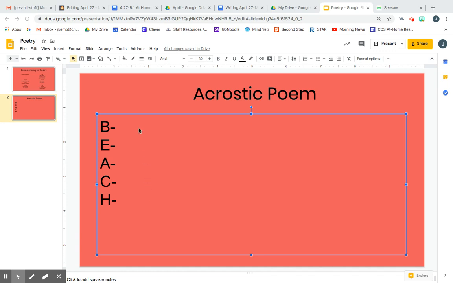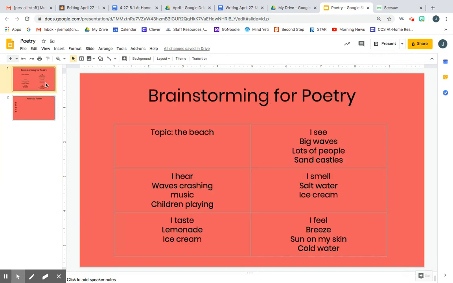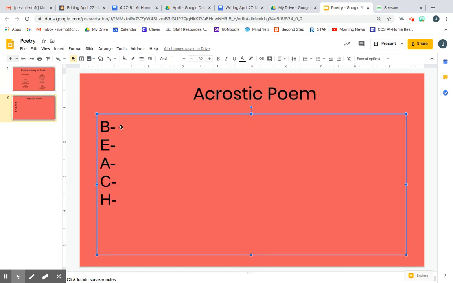All right, so I'm going to look back at I have a B, an E, an A, a C, and an H here. And I'm going to look back at what I brainstormed and see if I see anything that starts with those letters. So I see down here for I feel the breeze. And I know I start with B. So I'm going to put breezy days.